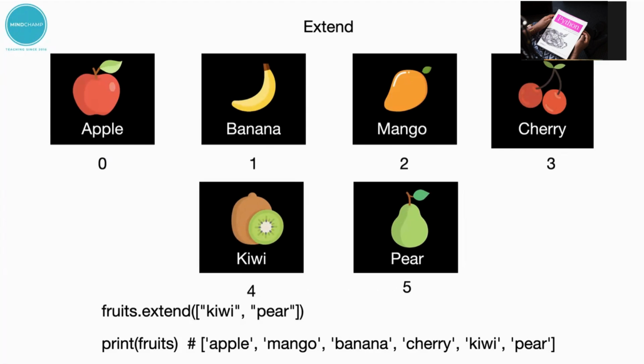So, it would now be 0, 1, 2, 3, 4, 5. This would be my index positions for all my list items. So, the basic function that would be used for this is extend.